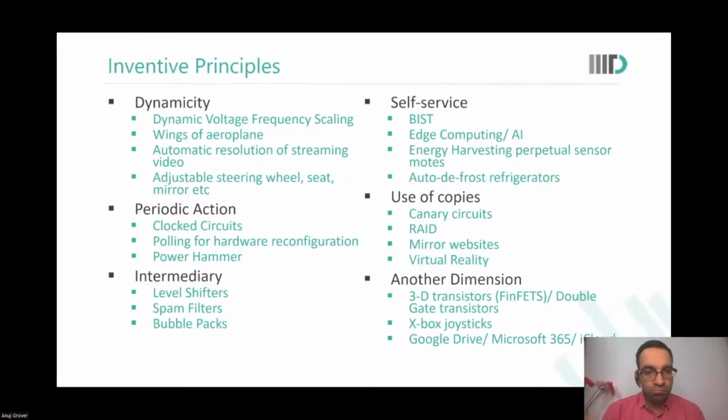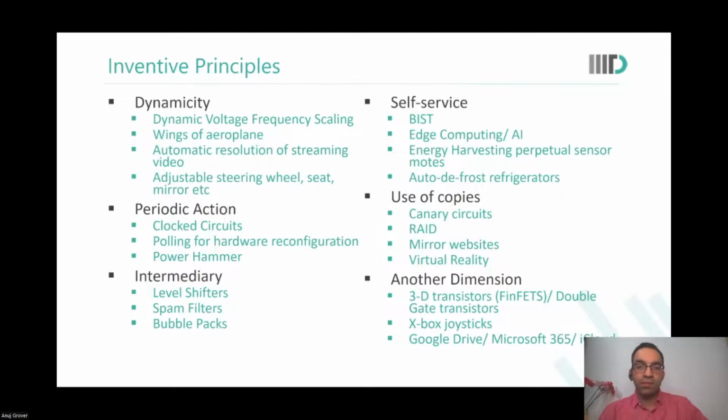Periodic action, power hammer. Very light in nature, but still hits nails, or drives nails into very hard surfaces also. Intermediaries, bubble packs, packing materials that we use, they're intermediaries so that your product does not get the shock. Self-service, edge computing, intelligent systems, perpetual modes, sensor modes, auto defrost refrigerators. So if you do not remember or know about any of these technologies, please do ask.